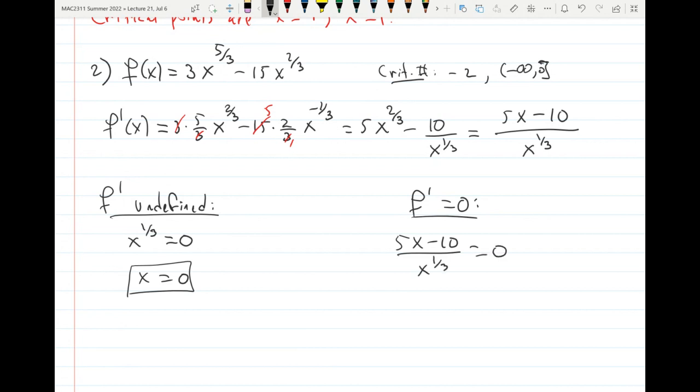Now remember, whenever you have a fraction equal to 0, that means the top must be 0, right? The only way that a fraction can be 0 is when the top equals 0. You understand this? Or just move this guy over here, 0 times x to the 1 over 3 is just 0. So this means 5x minus 10 is 0. So what is x? So x is 2. Again, part of the domain.